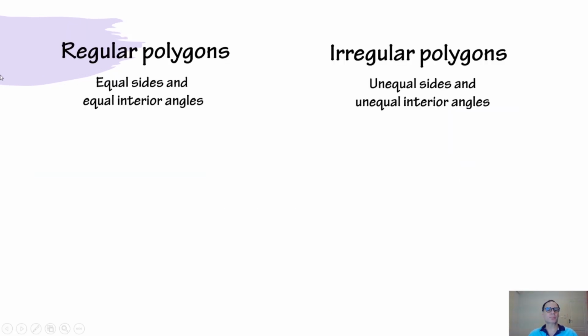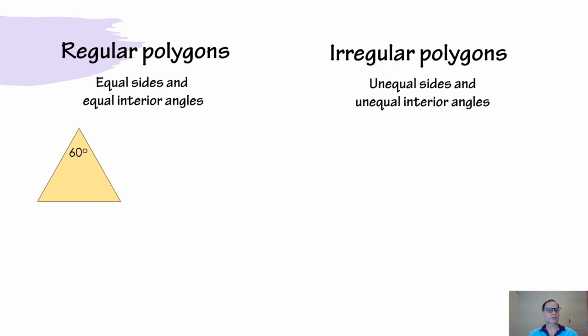There are two kinds of polygons, regular polygons and irregular polygons. In regular polygons, there are equal sides and equal interior angles. Irregular polygons have unequal sides and unequal interior angles.